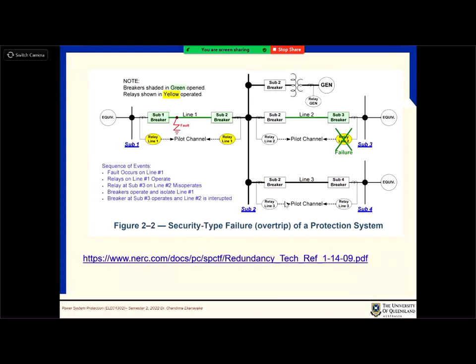The next one is, for the same fault, what happens? Before this one is detecting, this one operated, right? So it's called overtrip, some sort of security type of failure. This one detected it early, this one also detected it, but before him he detected it, right? And still in this case, two lines are disconnected. It's not good for reliability, but better than the previous case.